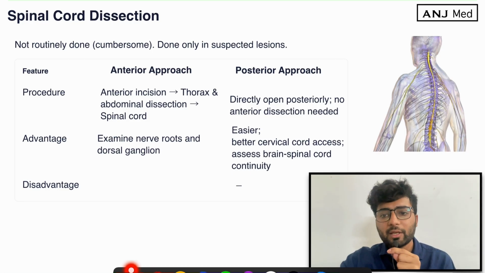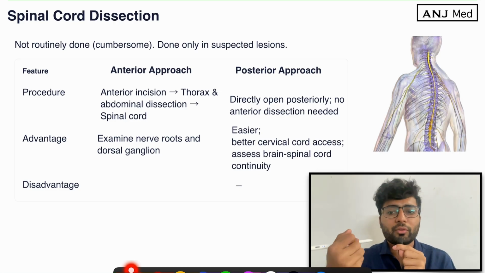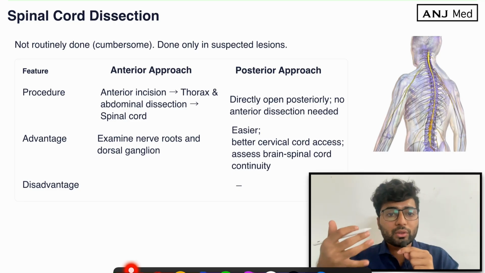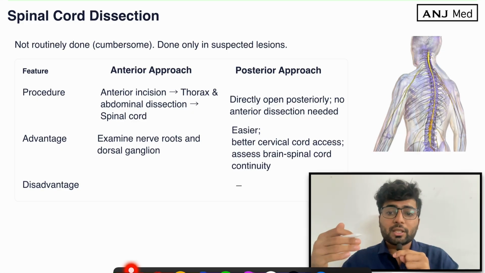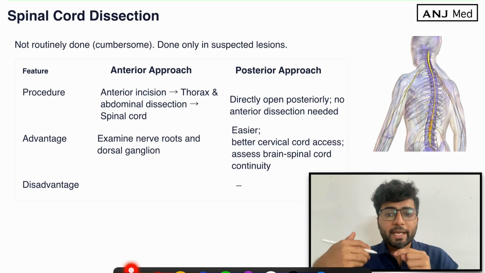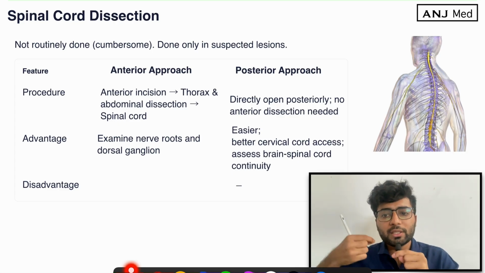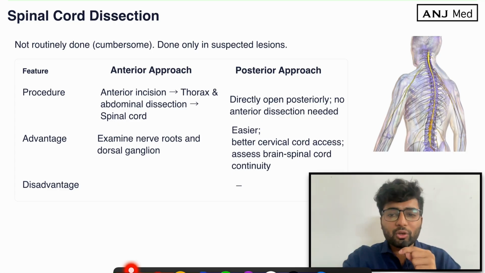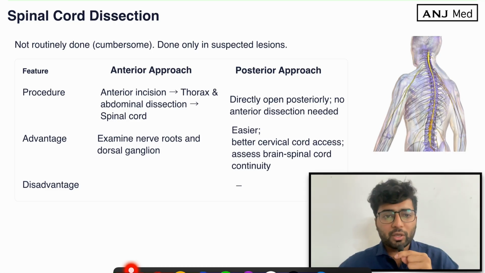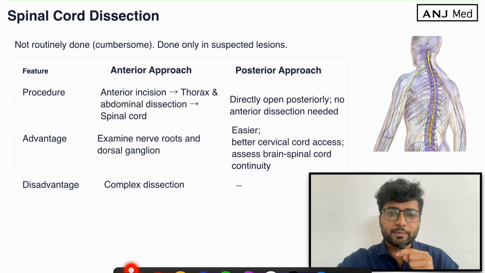Now in the anterior approach, the advantage is that in some dissections you anyway have to open the thorax and abdominal cavity. So when you do that, it is an advantage that you can also examine the nerve roots and dorsal ganglion if you have reached deep over there, right? So there is not anything more advantageous in the anterior approach. It's just that if you have opened thorax and abdomen, then you will reach the spinal cord, so you are examining nerve roots and dorsal ganglion also. Disadvantage is it's complex because you have to do a lot of dissection over there.